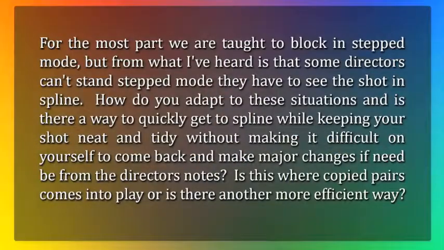It says, for the most part, we are taught to block in step mode, but from what I've heard, some directors can't stand step mode because they have to see the shot in spline. How do you adapt to these situations? Is there a way to quickly get to spline while keeping your shot neat and tidy, without making it difficult on yourself to come back and make major changes if need be from the director's notes? Is this where copied pairs comes into play, or is there another more efficient way?